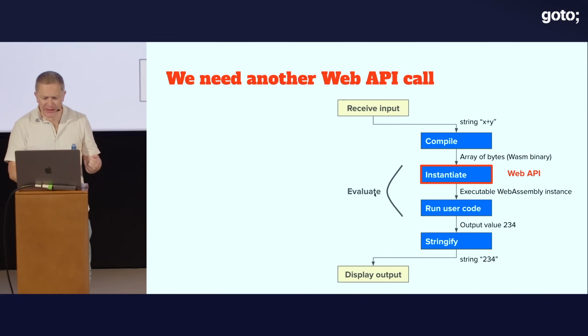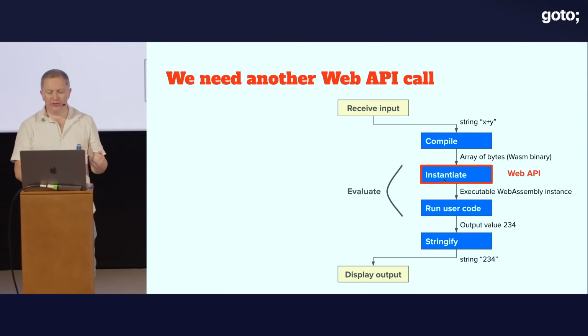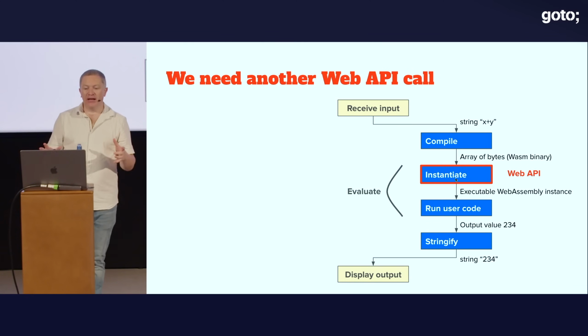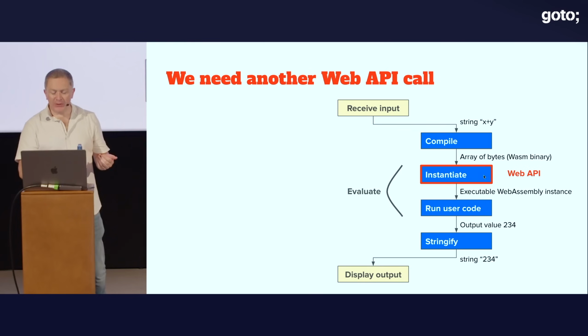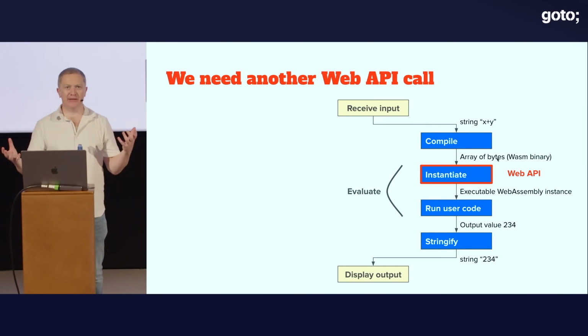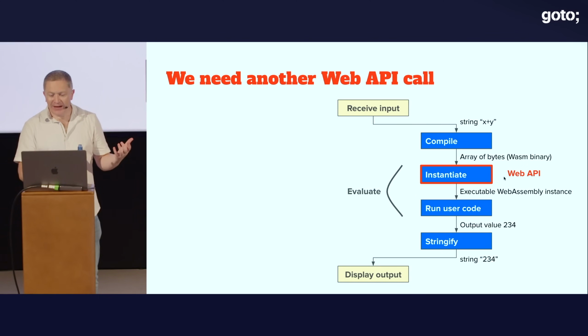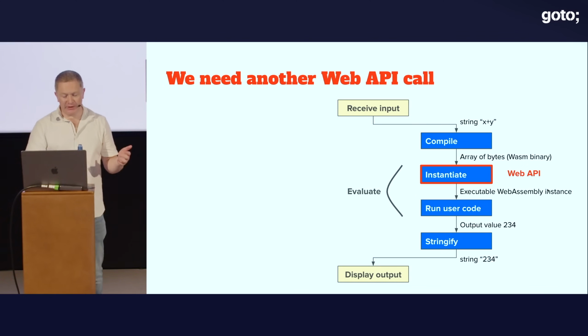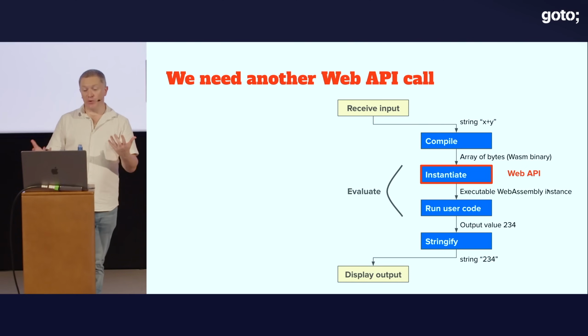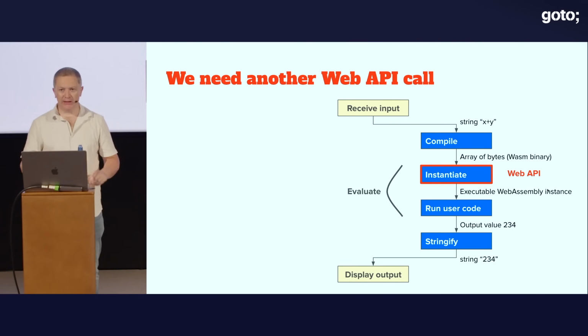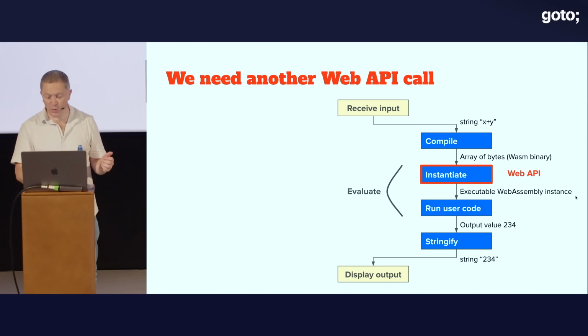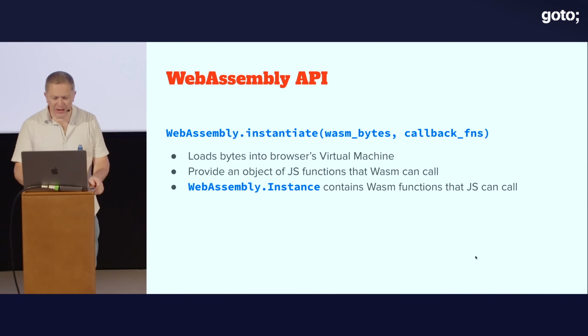And so that evaluate step actually splits into two smaller steps, one of which is called instantiate, and one is run the user code. What instantiate means is you take an array of bytes, that's just numbers, and you turn it into an executable WebAssembly instance. And that does require one of these web APIs that I mentioned. And then once we have an executable instance, we can actually run the user code and stringify it and display it.